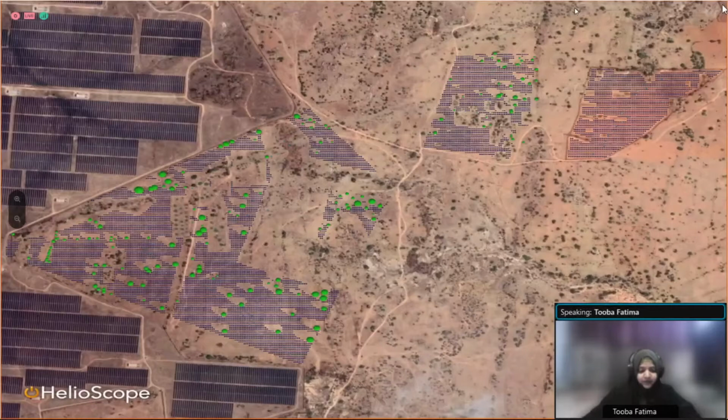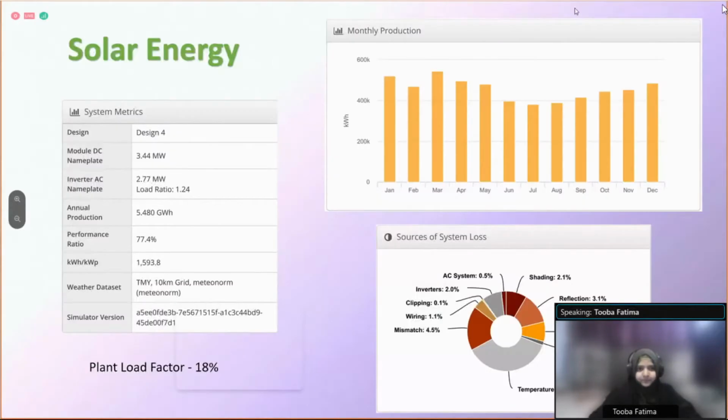After the modeling of the solar modules, we perform the simulation and we get the following data. We received the DC power of 3.44 megawatt, and the annual production of energy was 5.480 gigawatt hour, as well as the monthly production of power over the span of a year in kilowatt hours. And the plant load factor that we calculated from this data was 18% for solar.